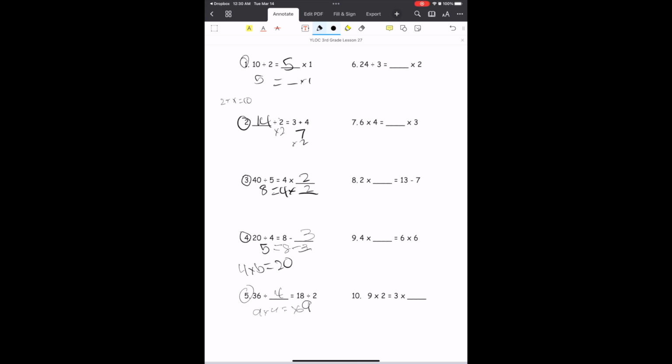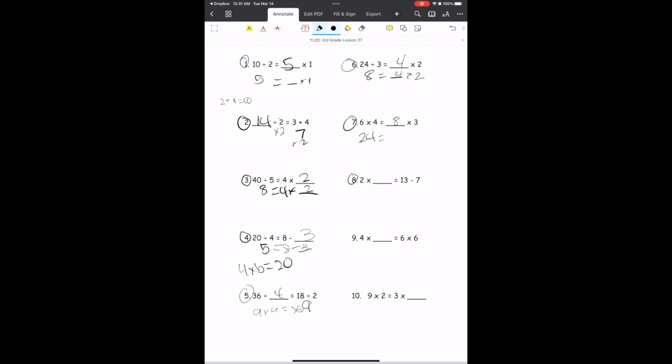So let's do number 6. 24 divided by 3 is equal to 8, which is equal to blank times 2. And then we know 2 times 4 is equal to 8, so the answer would be 4. Number 7, 6 times 4 is 24, which is equal to blank times 3. And then, so we all know that 8 times 3 is equal to 24.